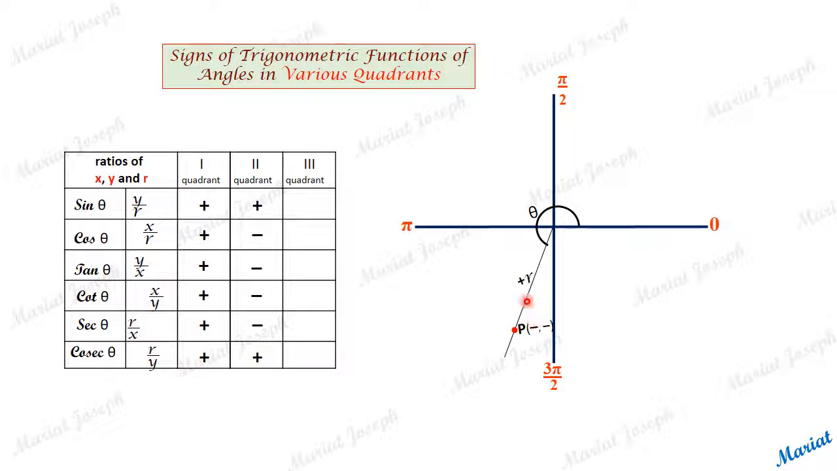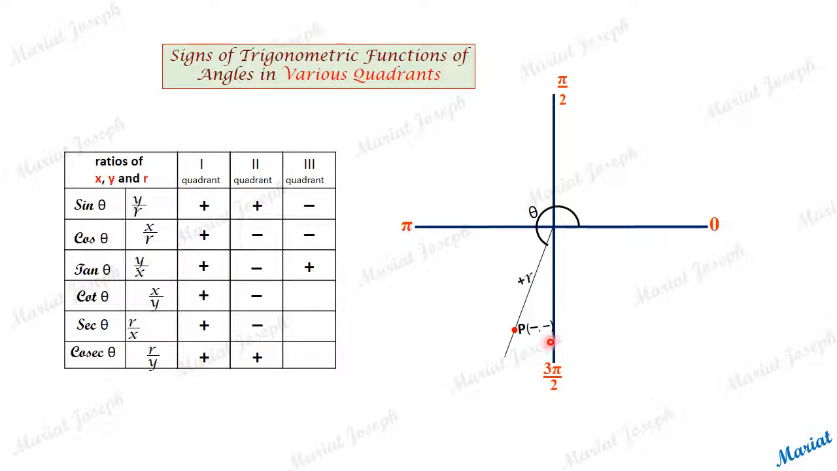So using these three numbers, now let us see what will happen to these trigonometric functional values. Sin theta is y upon r. y is negative, r is positive. Negative upon positive is negative. Cos theta, again x upon r, negative. But look, tan theta is positive. Why? Because it is y upon x.